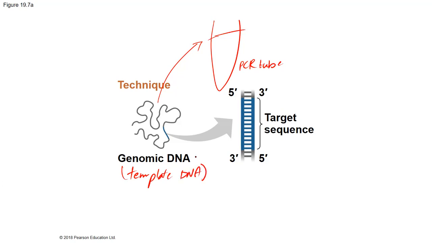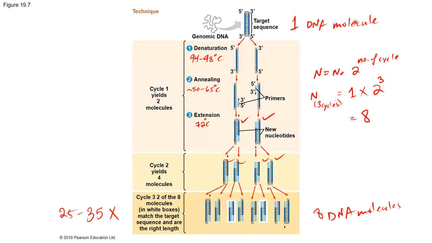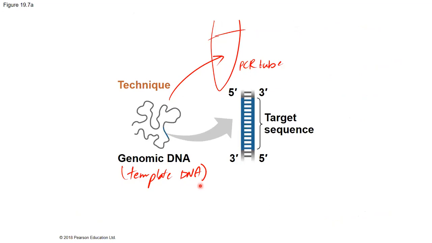We call it the template DNA, and we add it to the PCR tube. Of course, in reality, we will not have just one genomic DNA. We will have maybe thousands or hundreds of thousands of the same genomic DNA, which we will add to the PCR tube. So normally we do not have only one DNA molecule, just like in this example. No, we will have maybe hundreds or thousands or hundreds of thousands of the same template DNA molecules.